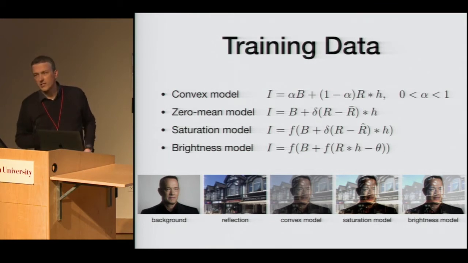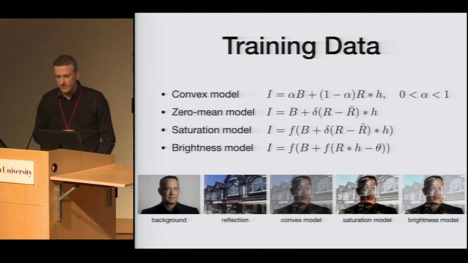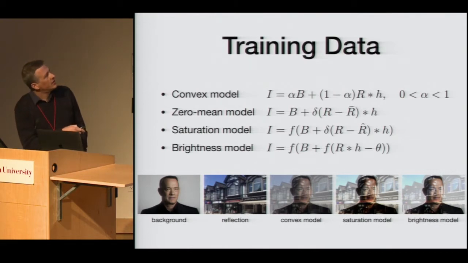It's not really realistic. A more realistic one is what we call the saturation model, where basically we use a clipping function f, which clips negative numbers to 0, and clips to the maximum value any value exceeding the maximum intensity in our sensor. And then we have the brightness model, which is the one proposed by Fan et al., where basically the focus is on the negative, say, range of the composite image.